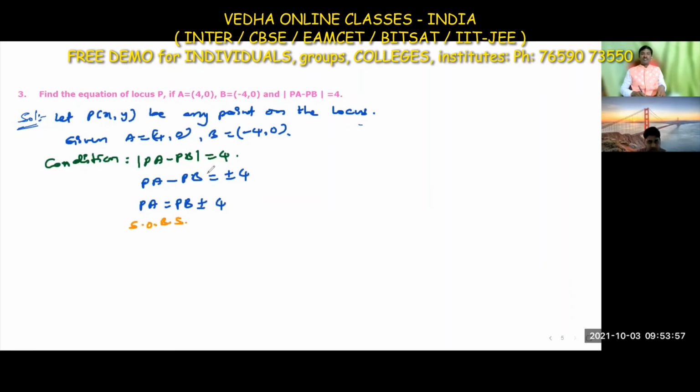Squaring on both sides, we get PA square is equal to (PB plus or minus 4) whole square. In the right side part, using the formula for (A plus B) whole square and (A minus B) whole square: A square plus B square, 4 square is 16, plus 2AB and minus 2AB, so we can write plus or minus 2AB. 2 4s are 8, so we get 8 PB. This is the value of PA square.